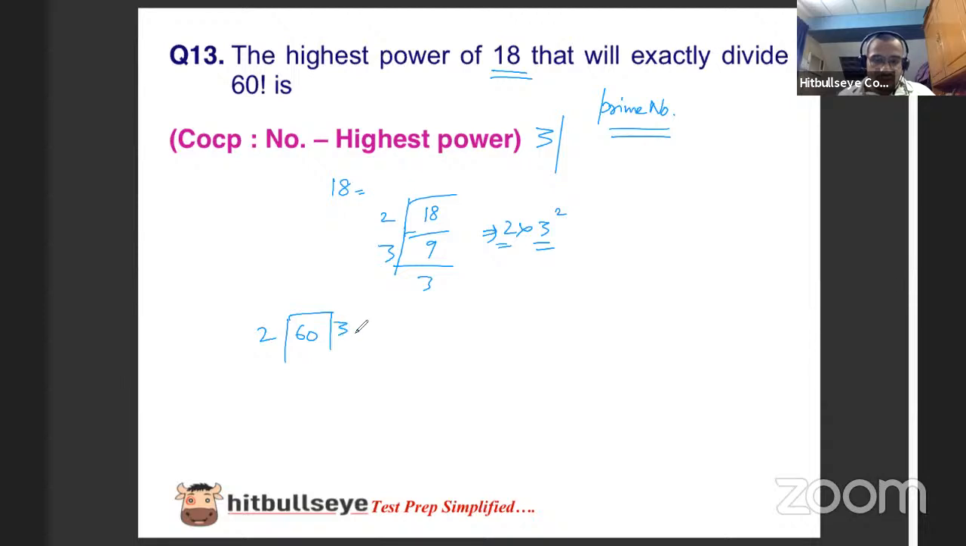So for 2: 30, 15, 7, 3, 1. This makes how much? 15 plus 11 is 26, and 30 makes 56. So 2 raised to power 56 is one value. And for 3, we'll do the same thing.